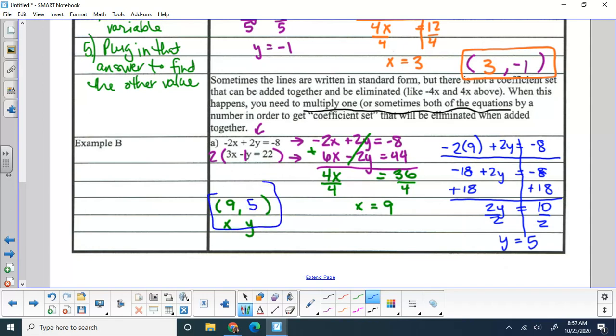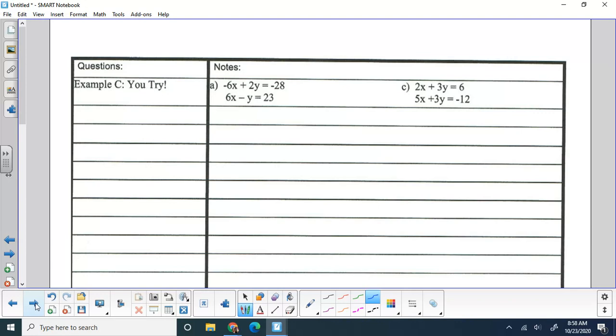Fantastic work. You guys are really starting to get this. Let's go on to the next page and take a look. I have 2 more for you to try on your own. So take a second and pause the video and give it a try. Let's see how it goes for you.